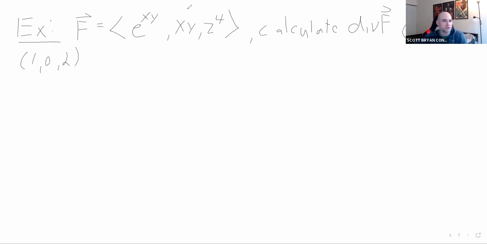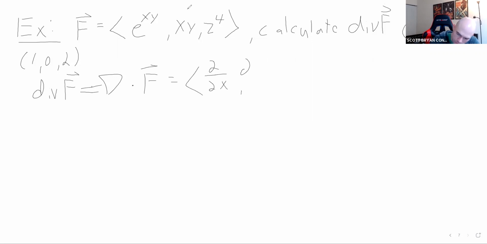Okay, so we're just going to take the divergence of f at a point x, y, z, and then we're going to plug in x equals 1, y equals 0, z equals 2. The divergence of f is just del dot f. I'll write it out again, but you'll get in the habit of doing this without writing it down. So we're dotting that with our vector field, e to the xy, xy, z to the 4.